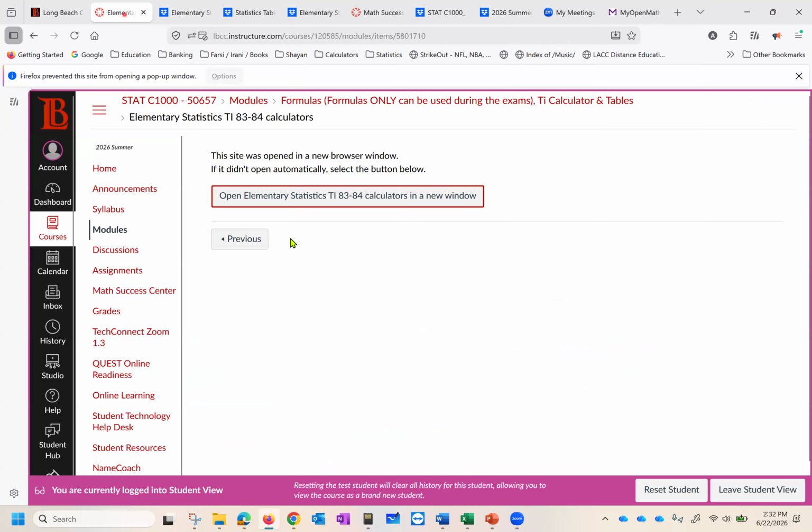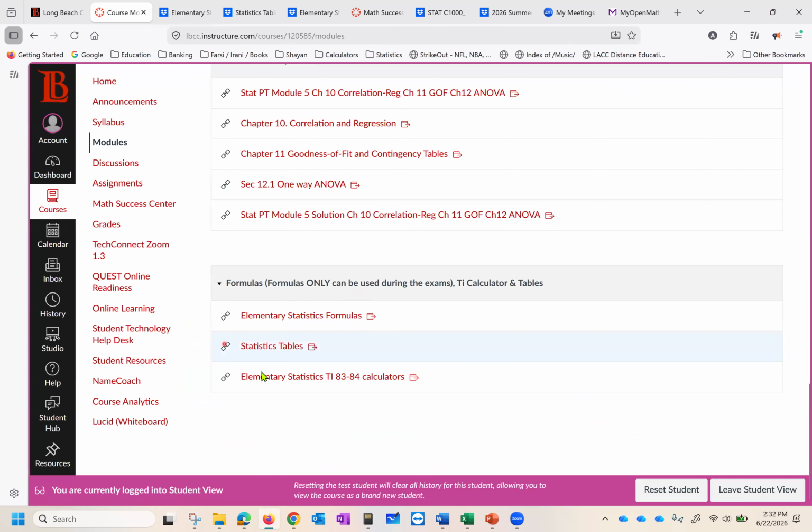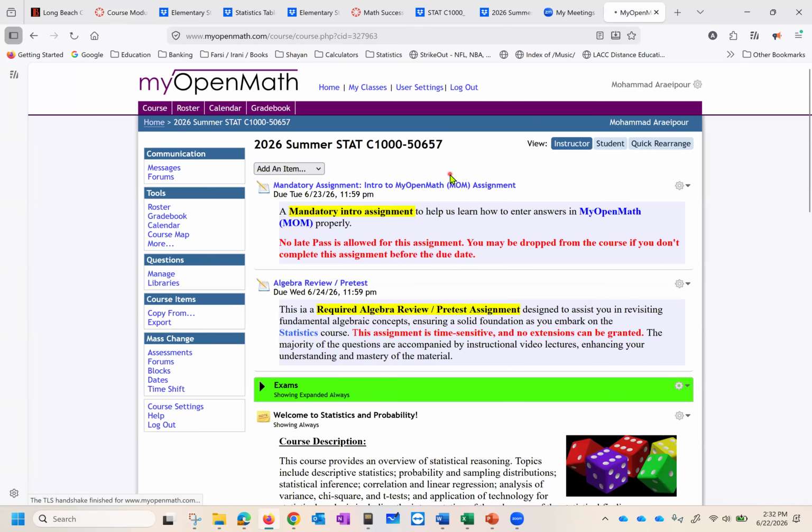Having said that, I'm going to go back to the modules and remind you the very last one is all about resources. Make sure you have the formulas, you have the tables, you have access to the TI calculator commands and probably be able to download them. The very first one is where you go to MyOpenMath and start doing your digital platform. When you do that, it will take you there. And I will show you again as we come across that.